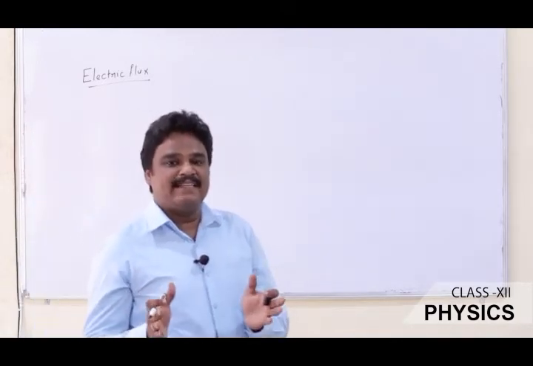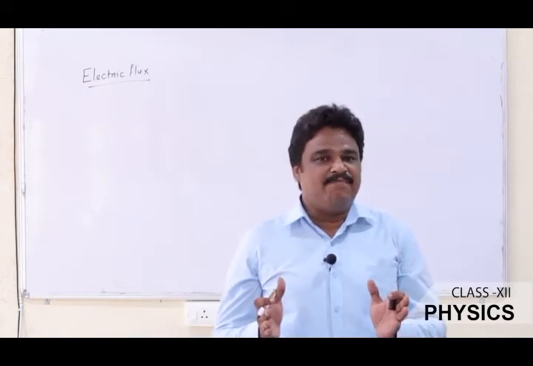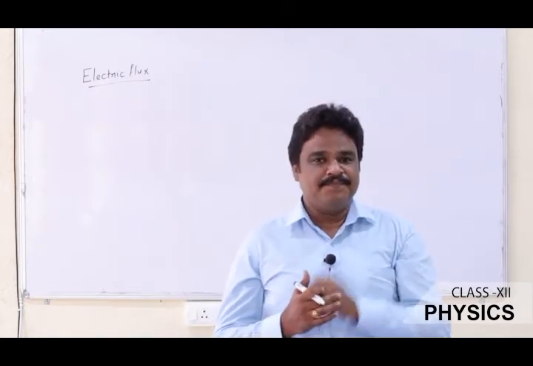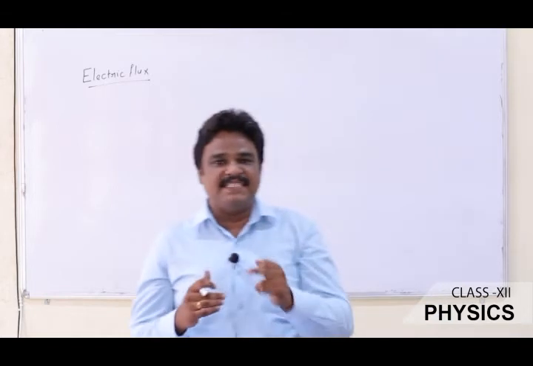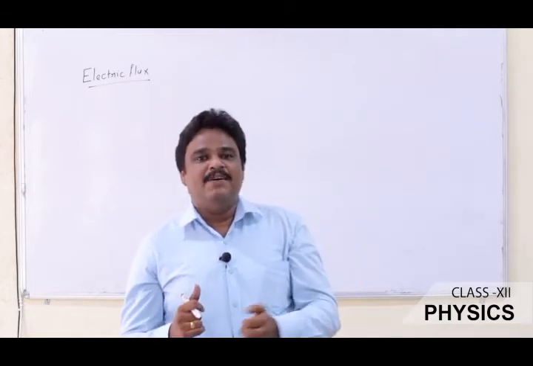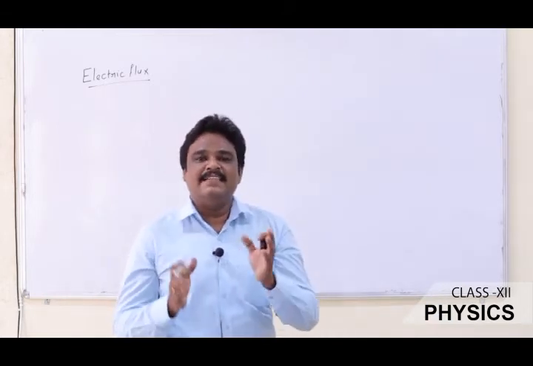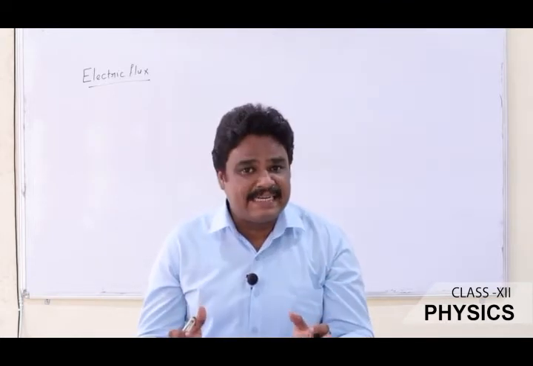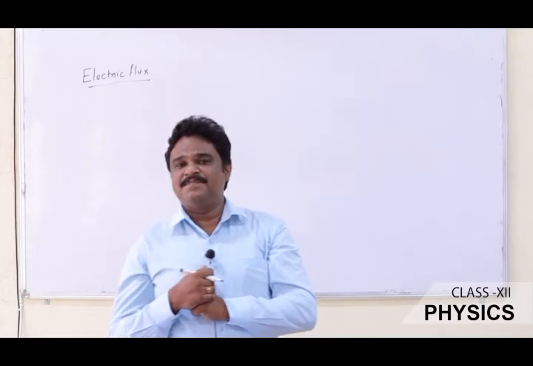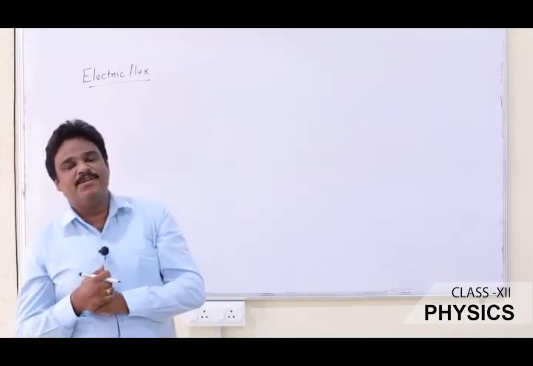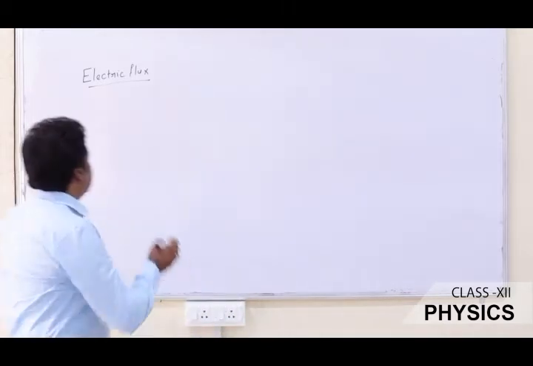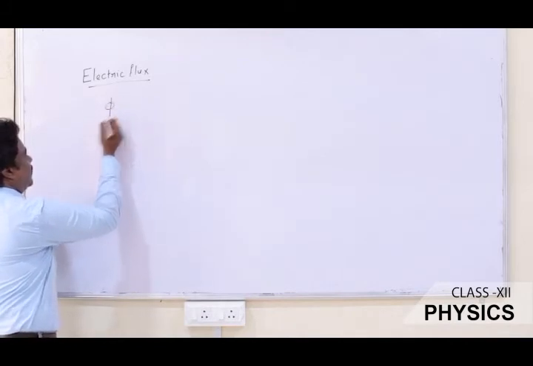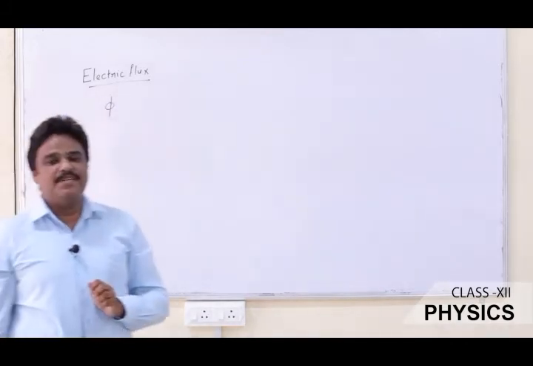So once again, what is electric flux? I can say electric flux is linked with a surface, where the surface is held in an electric field. Then how can I define electric flux? It is the total number of electric lines of force crossing in a direction normal to the surface. Now, what is the symbol for electric flux? Basically, it is denoted by phi.